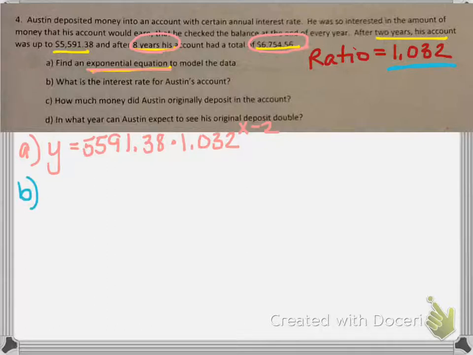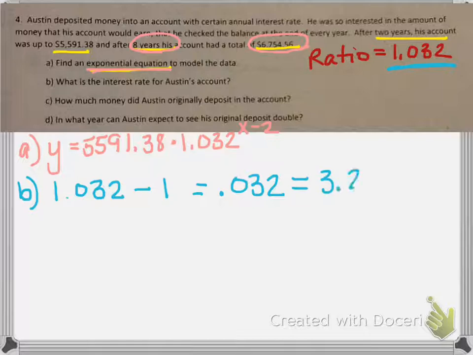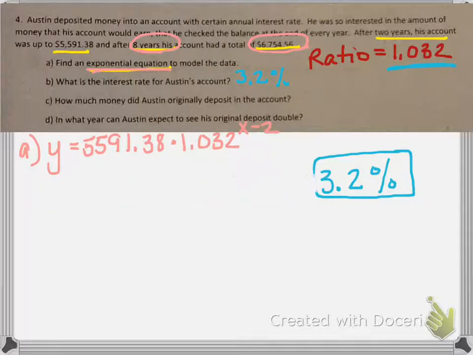So B, we would say we have 1.032 minus the 1 whole, or the 100%. Leaves us with 0.032, and converting that to a percent is 3.2%. So for B, the interest rate for Austin's account is 3.2%. I'll just put that in here, 3.2%. That way I can erase and get some more room to do parts C and D. So far, so good. All right, let me erase B, and we'll move right on to C and D.